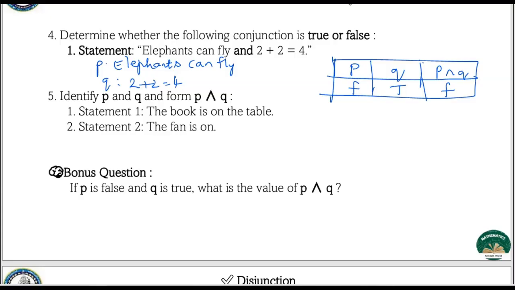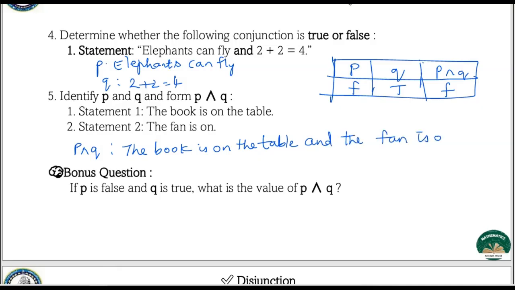Now, identify P and Q and form P and Q. Statement 1, the book is on the table. Statement 2, the fan is on. So we have to write P and Q. What will be P and Q? The book is on the table, and the fan is on. So wherever they give you two statements and we join them by using and, it is called a conjunction.